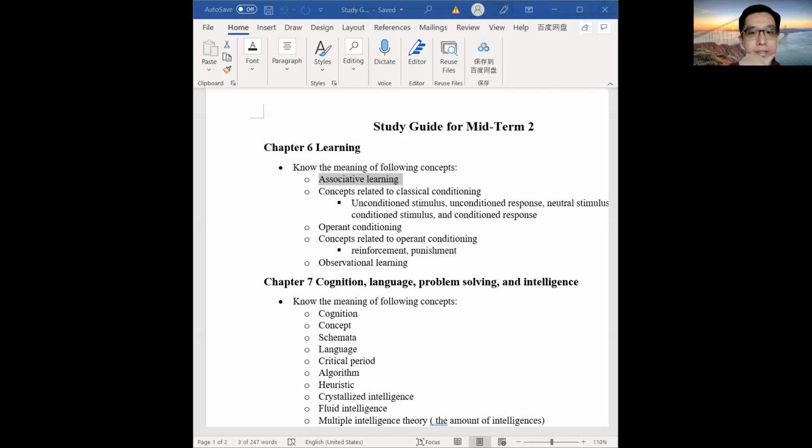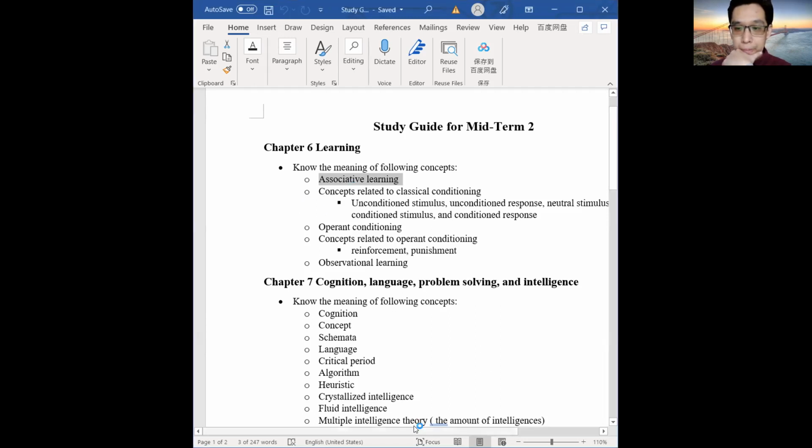In the slides, associative learning is the basic type of learning. The foundation of learning is associative learning. So what is learning? Learning that something is related to other stuff, connecting the events and the stimuli together. That is called associative learning. That is the most basic type of learning, the foundation of all kinds of learning.